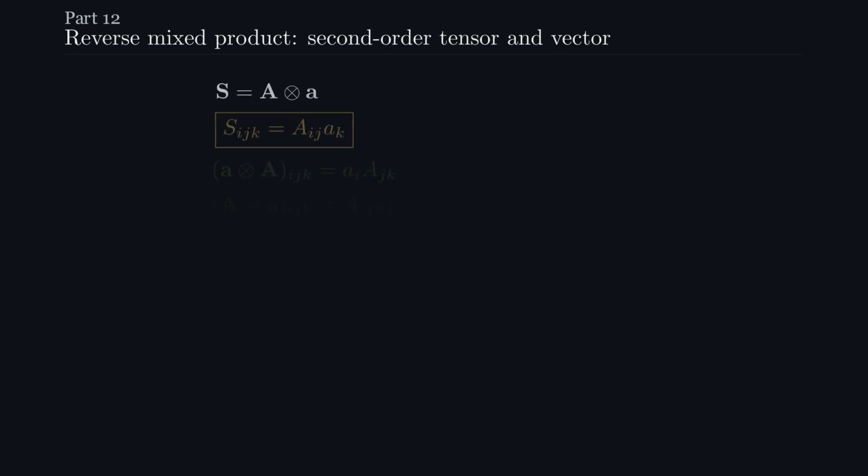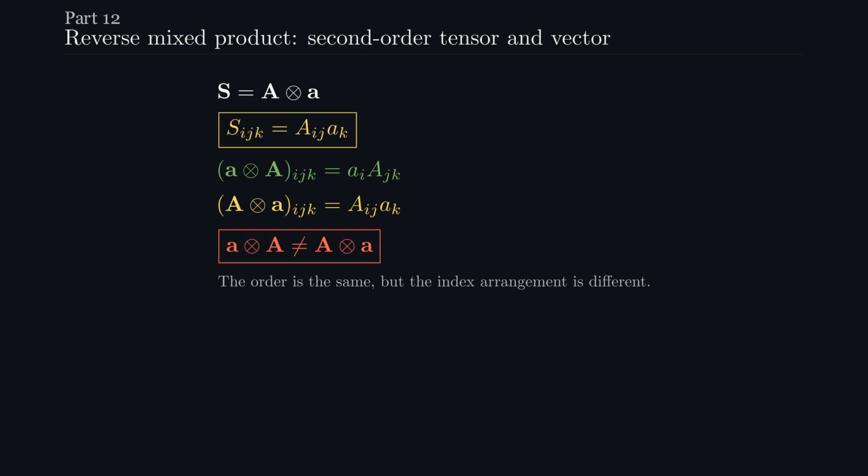The reverse mixed product is also third order. But it is not the same tensor. A tensor product A ⊗ a has components A_ij times a_k. The vector tensor product has components a_i times A_jk. The order is the same, but the free indices occupy different slots.